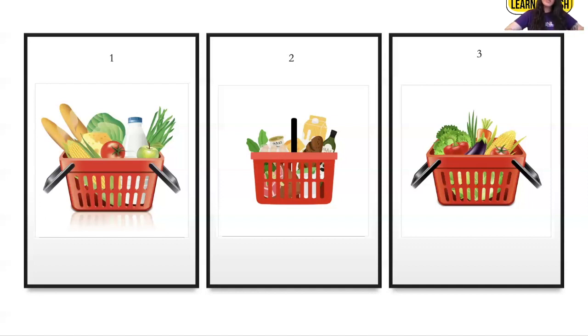Okay, so did you take notes? Yes, so let's see the results. Okay, so the basket number one is the basket of Juan. The basket number two is the basket of Jason. And the basket number three is the basket of Mary. Okay.